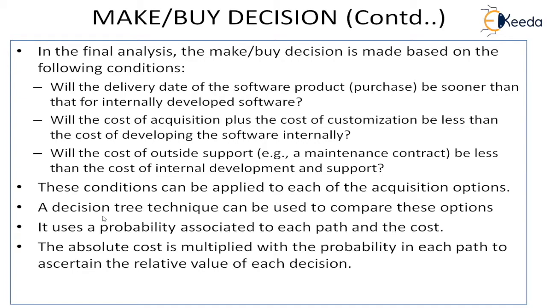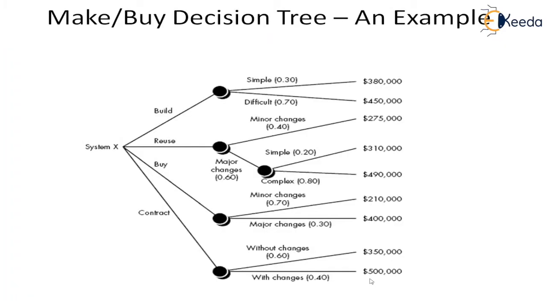And also a decision tree technique can be used. Either we can use it in a tabular form, in a matrix form, and compare it, or we can create a decision tree. In the decision tree, you put a probability associated to each path in the tree, because you can show these options as alternate paths on the tree, and for each path you can associate a probability of occurrence, and you can multiply the cost and get the value of that path. So the absolute cost is multiplied with the probability in each path to ascertain the relative value of each decision. So we can see an example here.